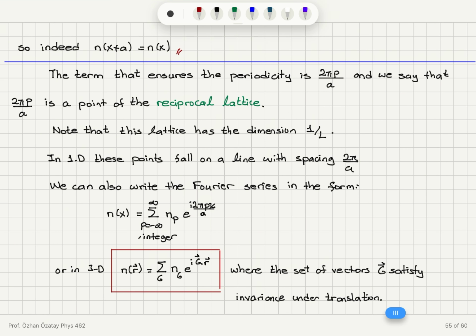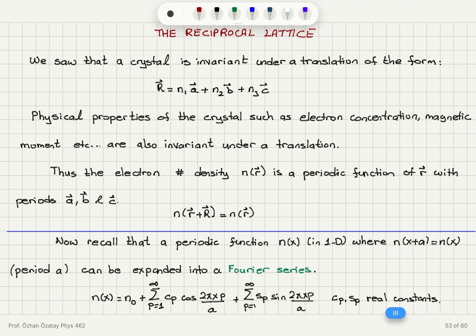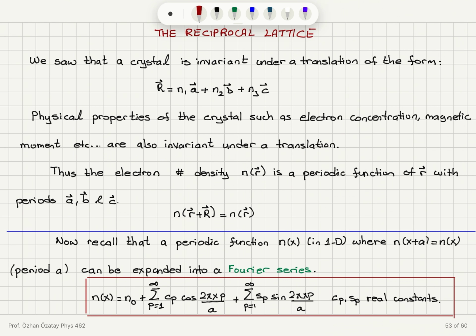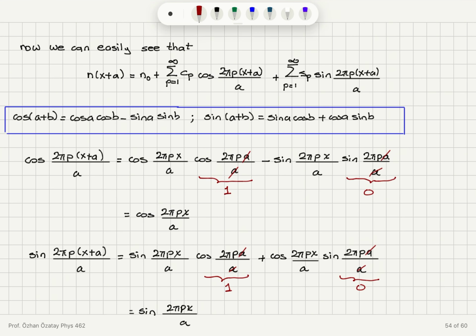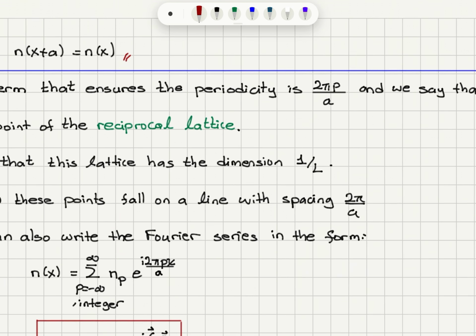So what do I conclude? n of x plus a is equal to n of x. So indeed, if n is a periodic function with a period a, it can be written in this form, the Fourier theorem: n0 plus a sum over p equals 1 to infinity, a coefficient times the cosine and a coefficient times the sine 2 pi p x over a. Okay, so we have shown this.